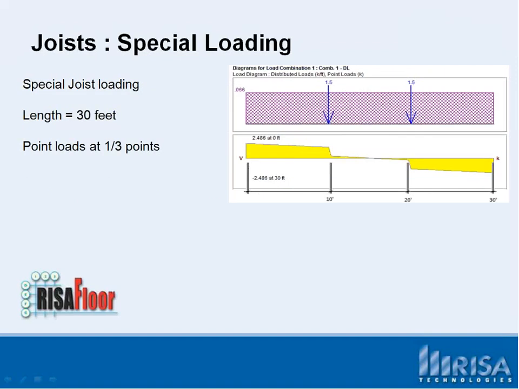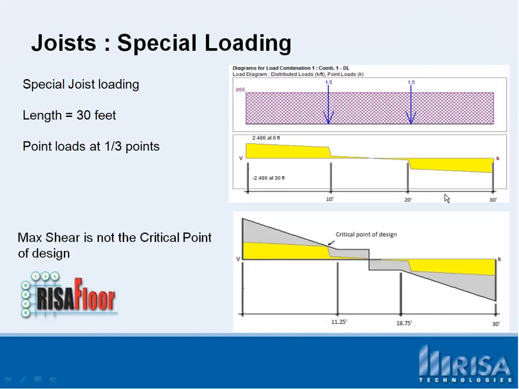So let's take a look at an example of how this works. If we look at a joist with special loading, this one has a 30-foot span, and we see 2 point loads at 1/3 span. So we have one point load of 1.5 and another at 1.5, at 10 and 20 feet. What we're going to do is call this out as a special joist, and fit that shear diagram directly on top of the actual shear diagram.